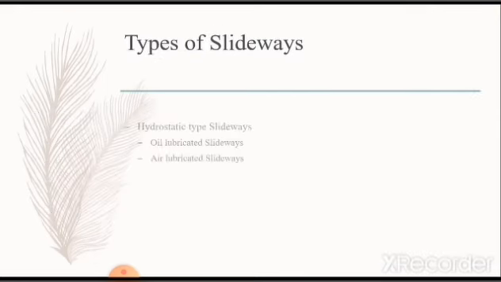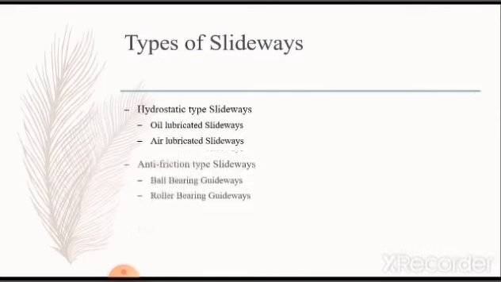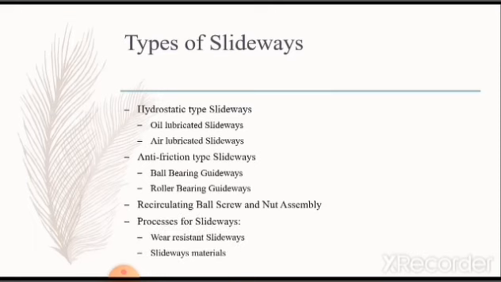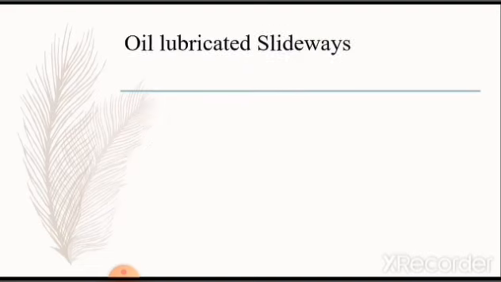Then what are the types? There are majorly three types, and then the fourth one. The first is hydrostatic slideways, then anti-friction slideways, then recirculating ball screw and nut assembly, and the last one is processes for the slideways. That means if you have a slideway, what can we apply onto it so that its resistance is decreased and it becomes good. Clear? So I will start with the very first type, which is the hydrostatic slideway.